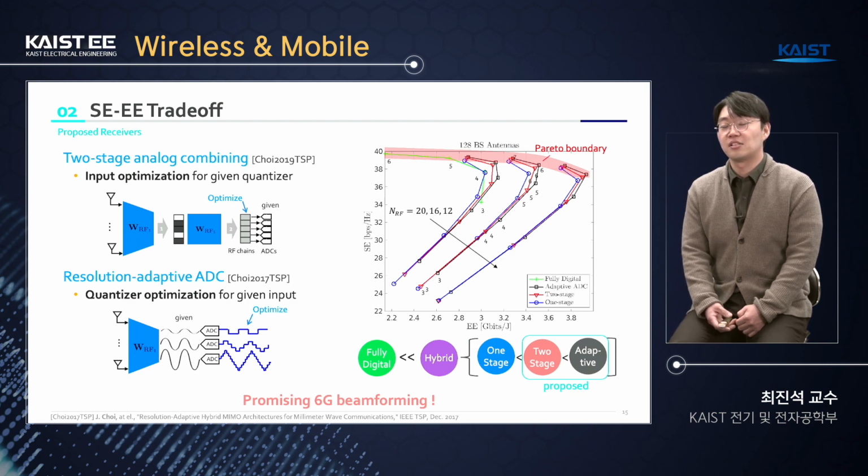So in summary, our proposed method has the highest performance in terms of both the energy efficiency and the spectral efficiency compared to the conventional approach, and the fully digital case, which doesn't use this hybrid approach, has a very limited trade-off region. So our proposed method is a very promising 6G beamforming architecture.